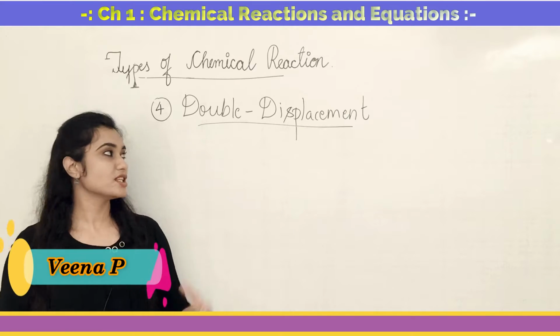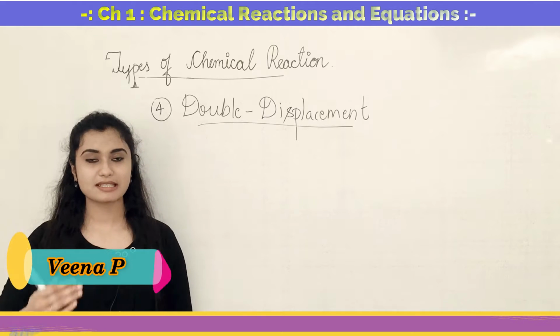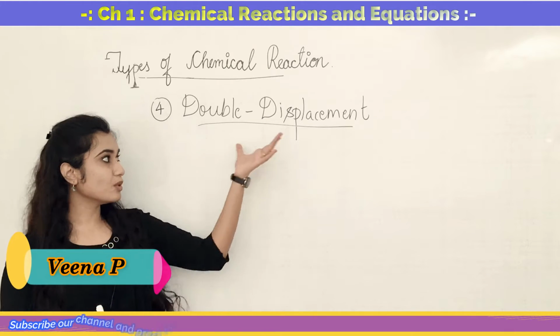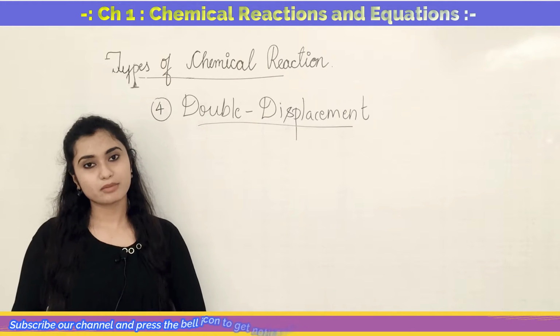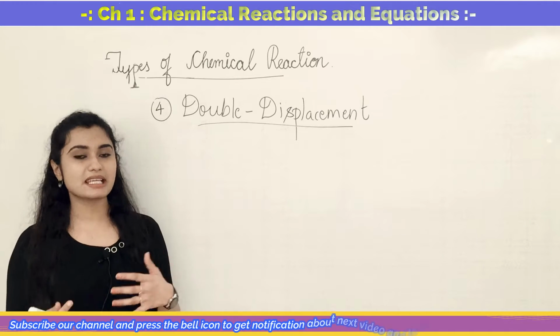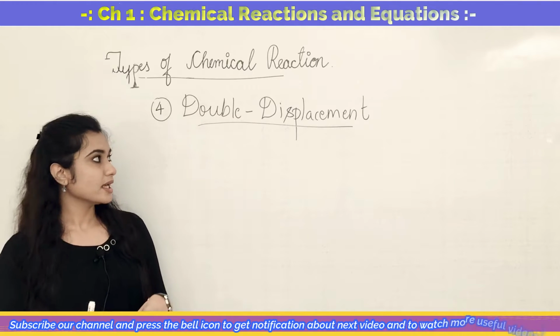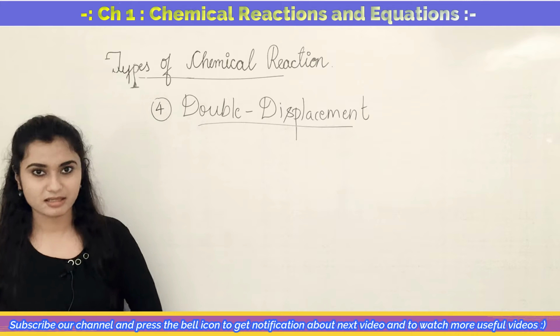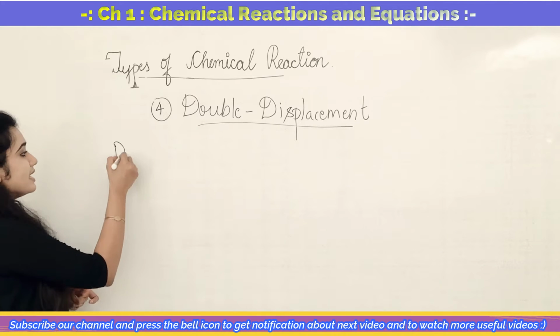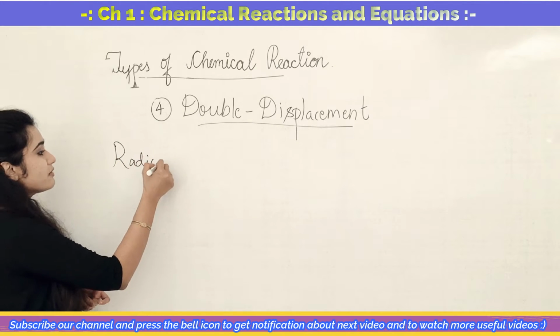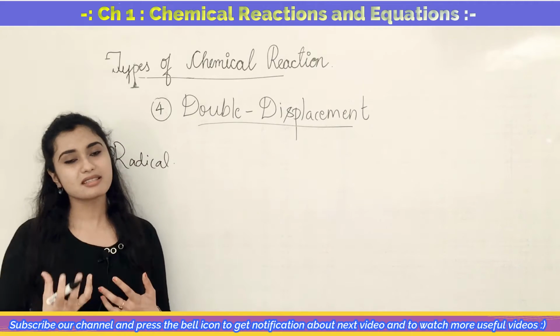So now coming to the definition of double displacement reaction, it's a chemical reaction in which both the reactants will decompose to give the new products by exchanging their radicals. Okay, let me tell you what exactly radical means. Radicals are a group of atoms which will exhibit the similar valency.